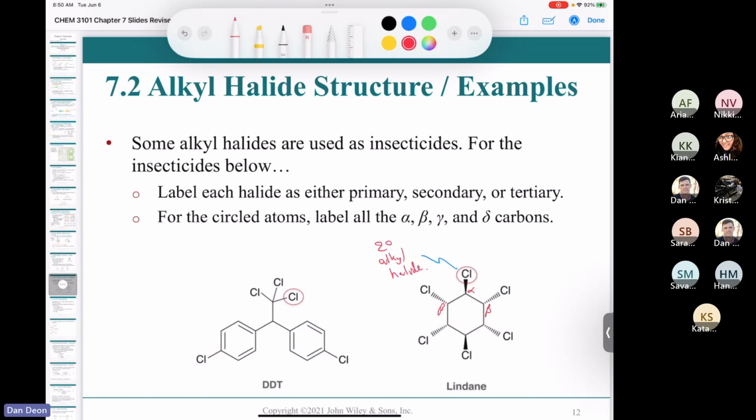All right, that's enough. So of course we could label the gamma carbons here. So I'm going to keep doing that. Gamma carbon here and here, and then this would be a delta carbon. All right.